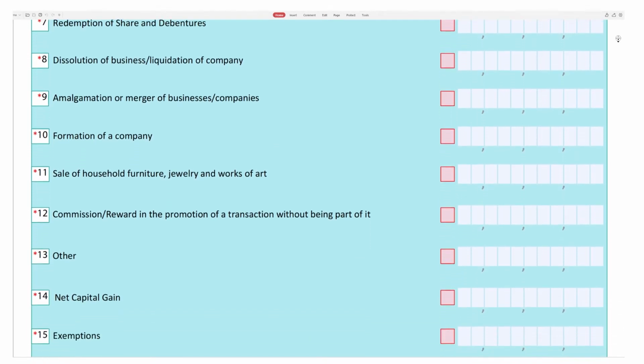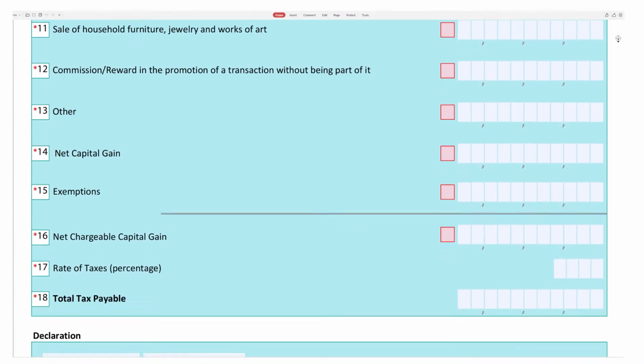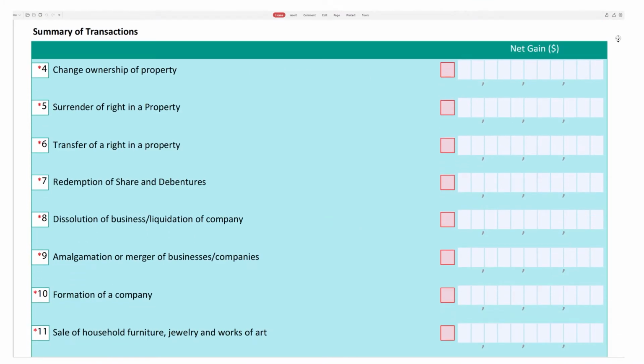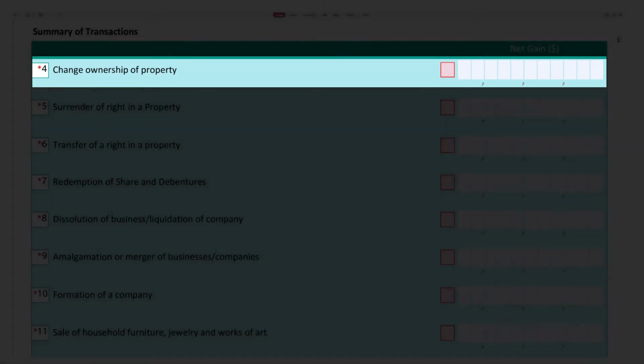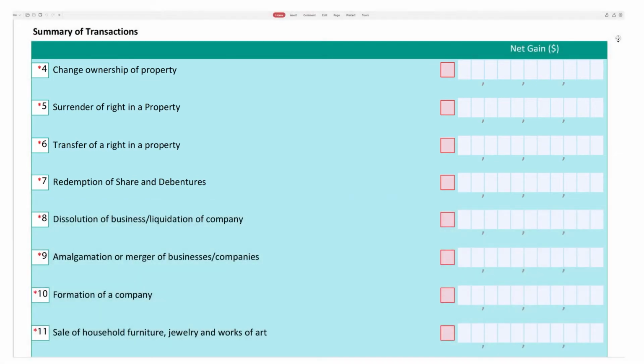You would notice that all the fields are mandatory, but you are only required to insert figures that are applicable to you. For example, if you sold or transferred land, enter the respective figures in line 4, 5, 6, or 7. For fields which are not applicable to you, simply insert 0.